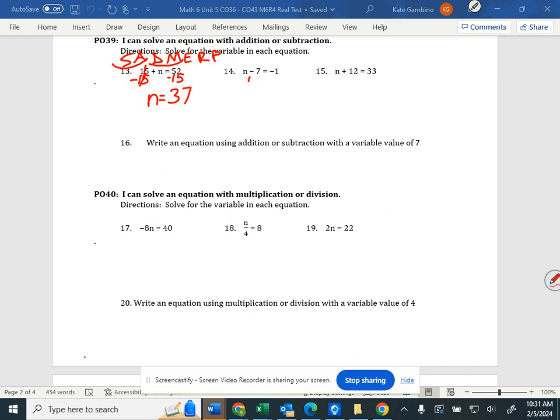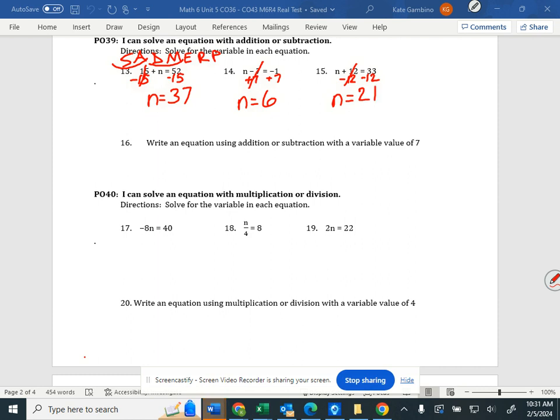Here I'm subtracting 7, so I want to add 7 to both sides. Minus 7 plus 7 is 0. Negative 1 plus 7 is 6. If I have add 12, I want to subtract 12 from both sides. So that gets to be a 0, so it's just n. 33 minus 12 is 21.